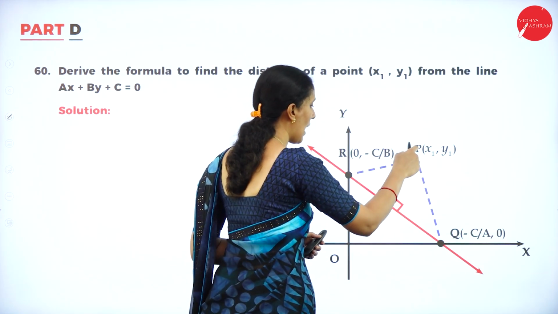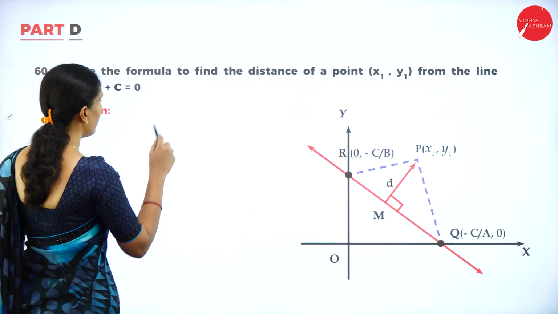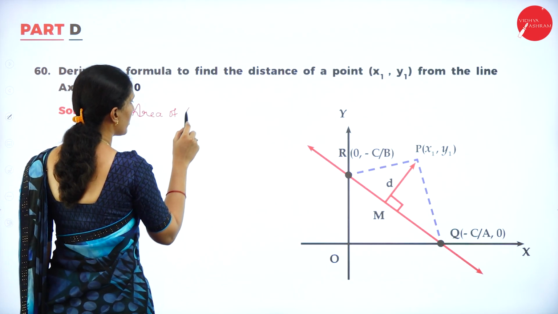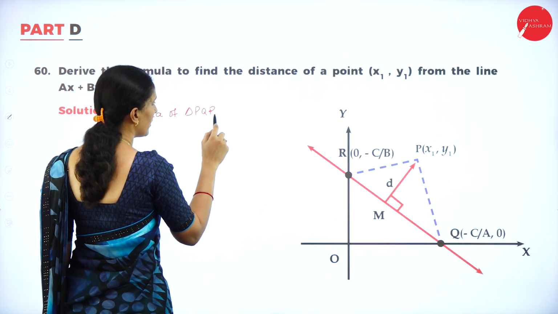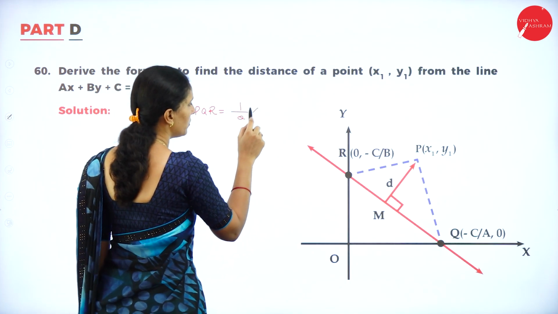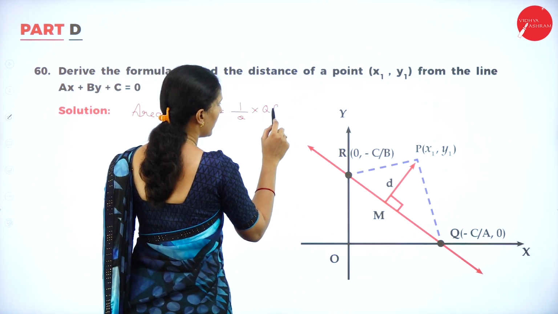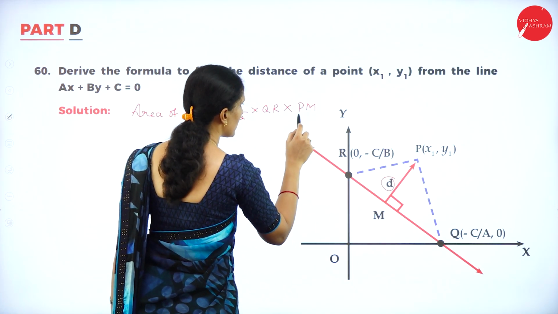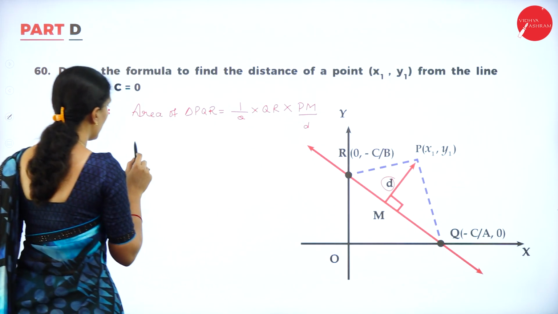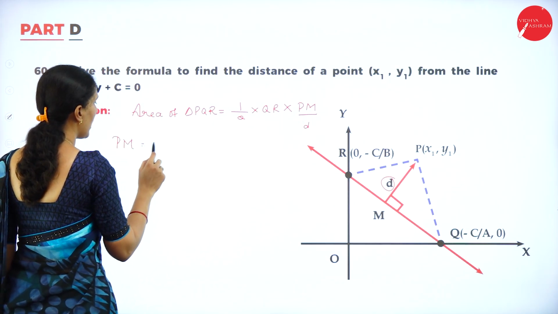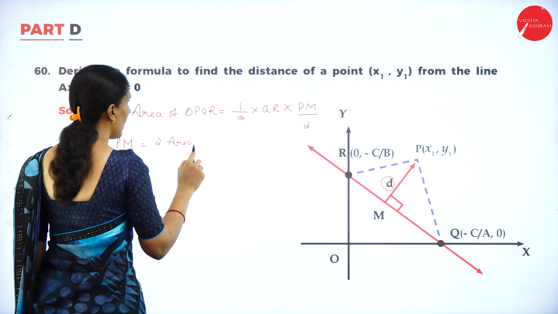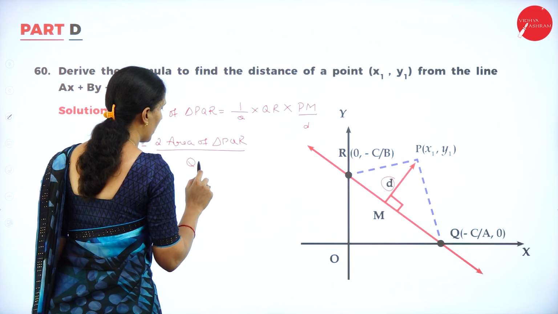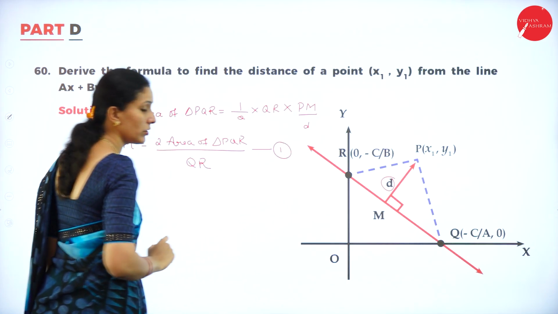So join PR and PQ. Now here we need to take the area of the triangle. So area of triangle PQR is half into base QR into height PM, that is the distance. We need to find out PM, that is the distance D. So to get D here, PM can be written as 2 times area of triangle PQR divided by QR. Consider this as equation 1.